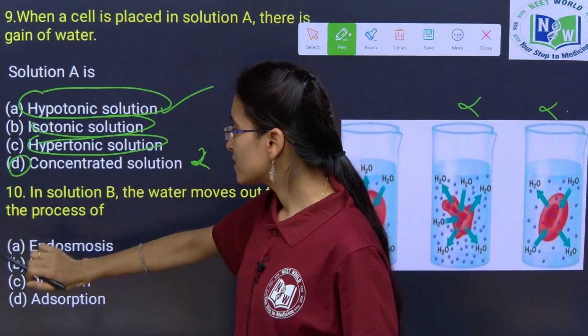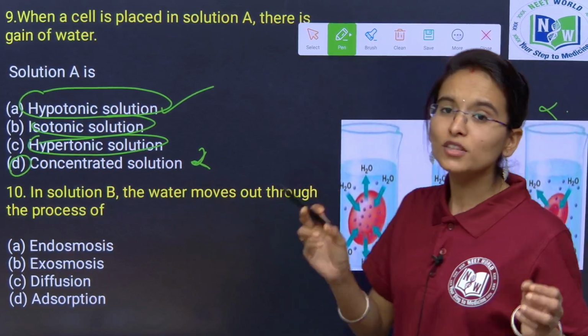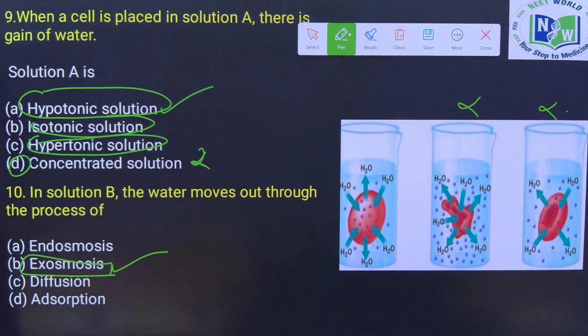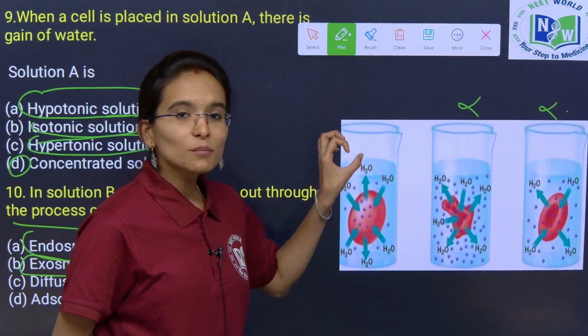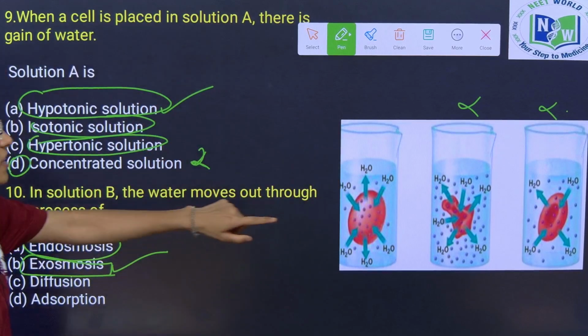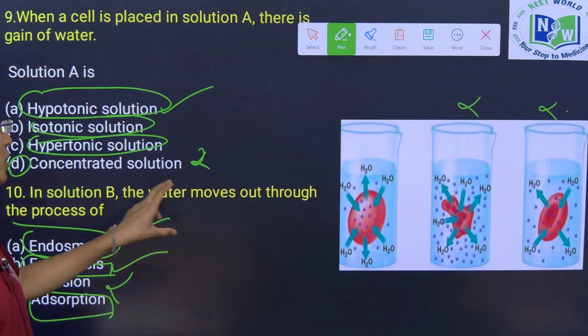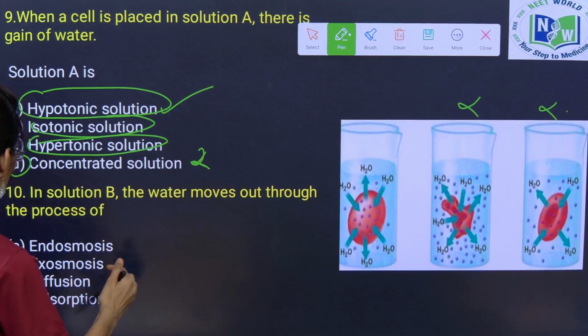And question 10 is: in solution B, the water moves out through the process of what, children? The water moves through the process of exosmosis. Option B is correct. Option A is endosmosis. It is wrong, because in solution A, the hypotonic solution, the cell swells due to endosmosis, whereas in option B, exosmosis takes place. Next, option C is diffusion. It is also wrong, and option D is also wrong. So in solution B, the water moves out through the process of exosmosis. Option B is the correct option.